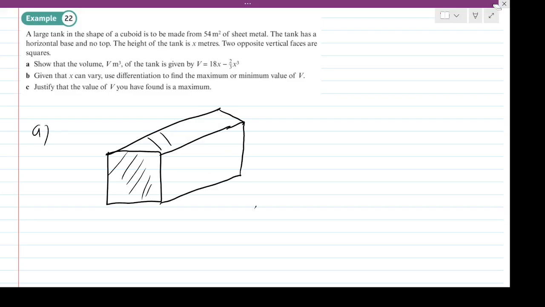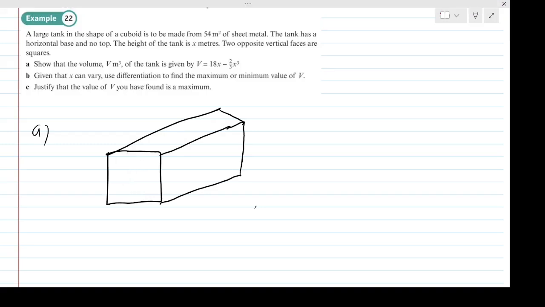Okay, so what's it saying then? So that's my cuboid. We're told it's to be made by 54 meters squared of metal. That's the surface area, okay?